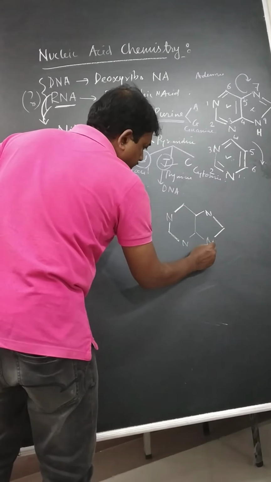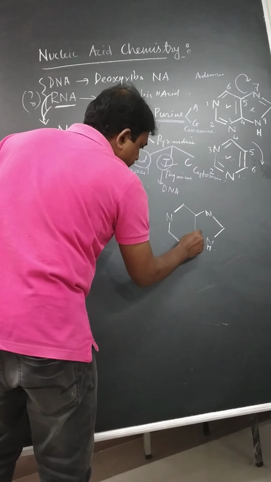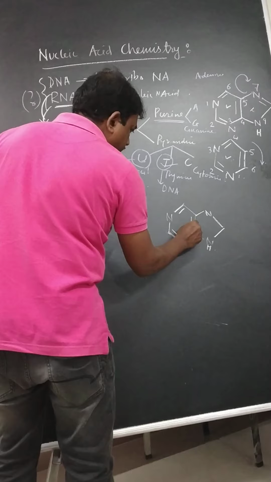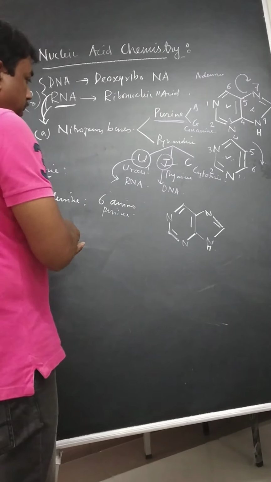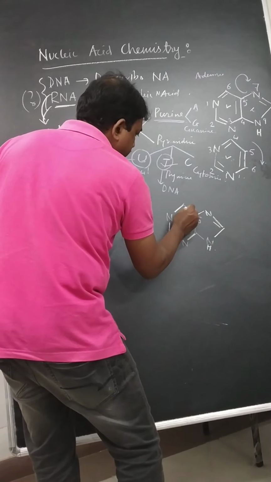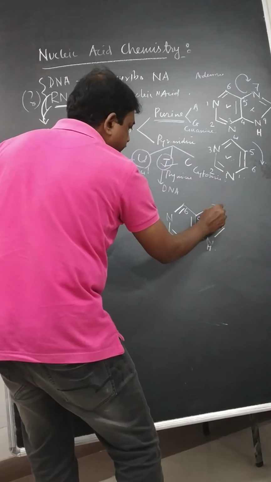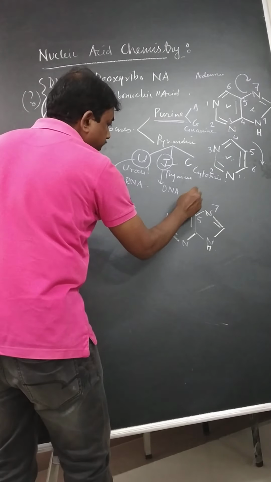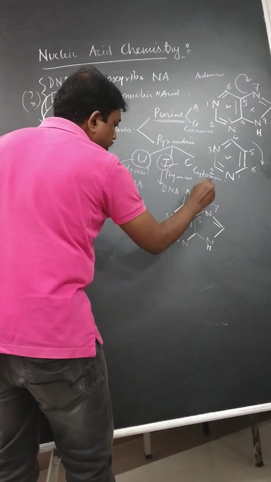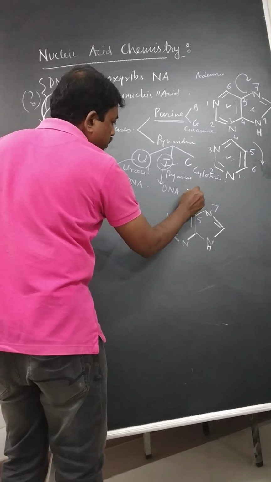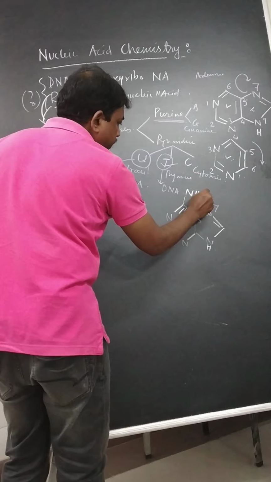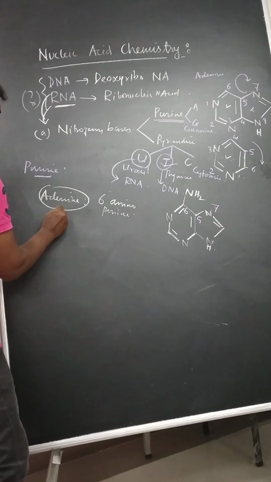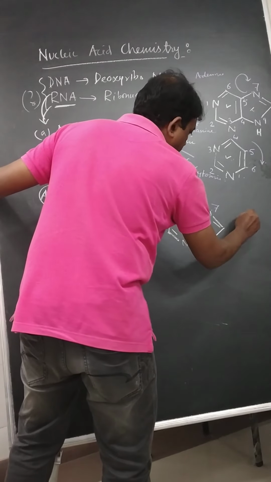Just draw the purine nucleus. Give the double bonds. Now number. This is 5, this is 6, this is 7. Now put one amino group at the 6th position, NH2. This is the NH2 group at the 6th position. Now this is adenine, simply written as A.